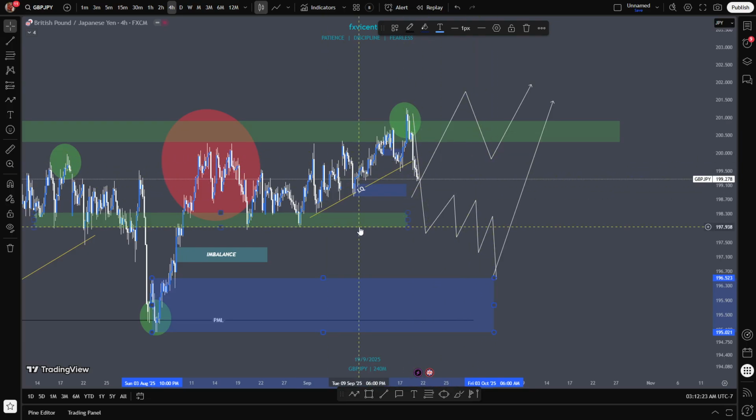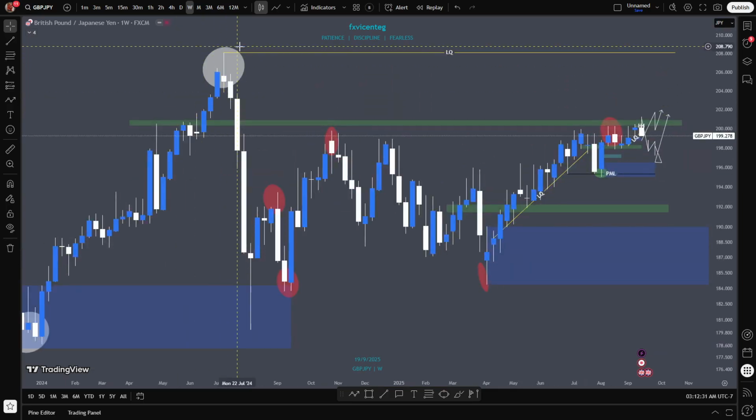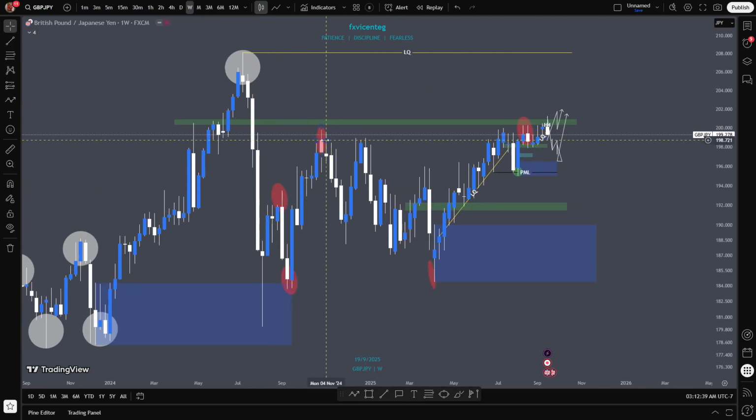Overall, where is this pair heading on the bigger time frames, which is daily and weekly? Let's go look at it. We're heading to this weekly higher high. We have the weekly structure, higher low, higher high. We pull back into this demand, and then we form internal structure.